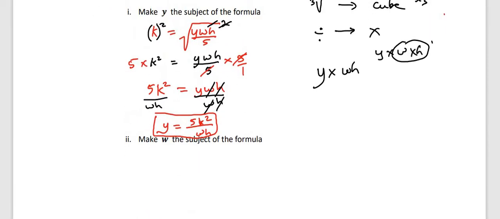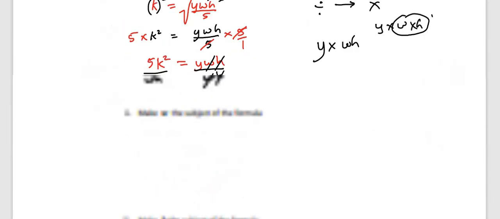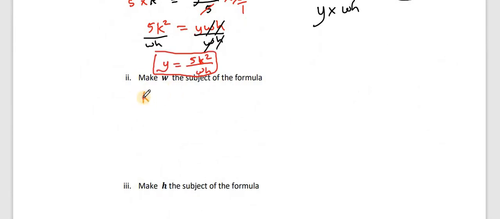How will we make w the subject though? Same steps, right? How will we make w the subject? Balance method still, or do I want to use the transposing method for this one? You can use the transposing method for that. Okay, so we transpose a square root over as what? Square. Yes, sir. So I'm going to get k squared, right, is equal to w y w h over 5.